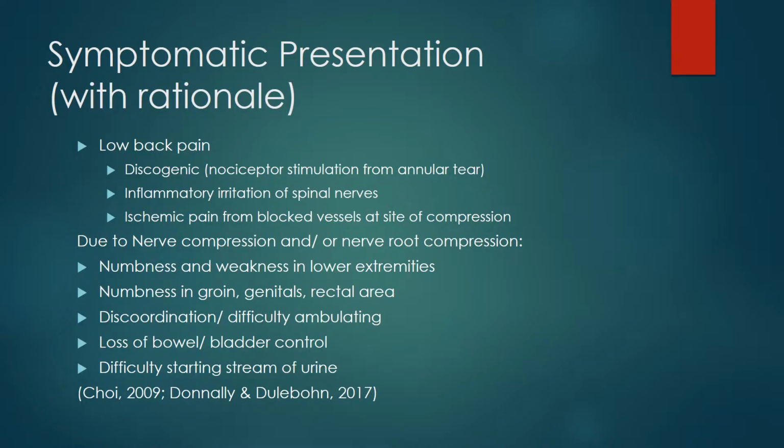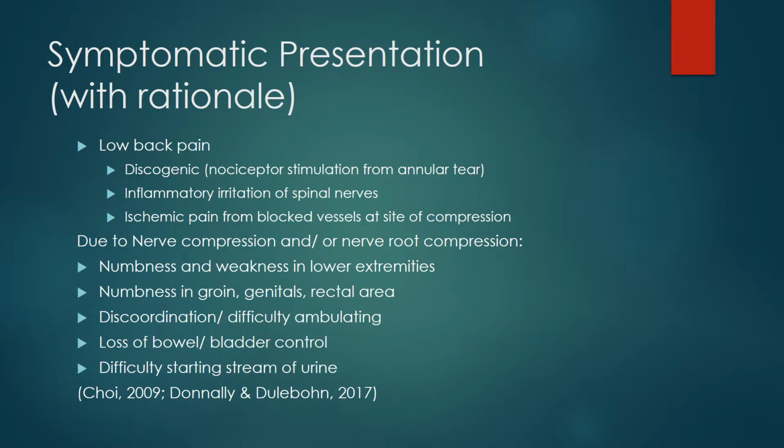As I said before, the presentation is usually asymptomatic, but when you do have symptoms with degenerative disc disease in the lumbar area, you get low back pain. This back pain can be from several different types of pain. The discogenic pain is a nociceptor stimulation from the annular tear. Inflammation also irritates spinal nerves. And ischemic pain can come from blocked vessels at the site of the compression.